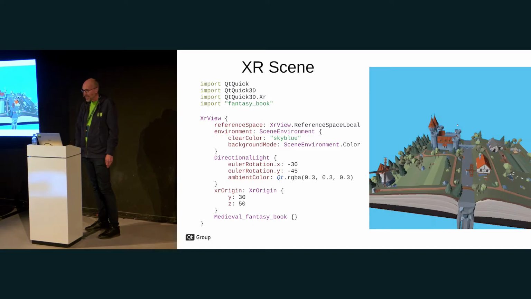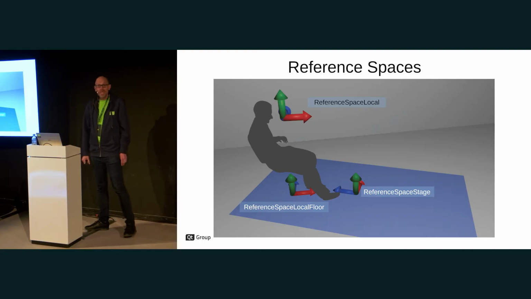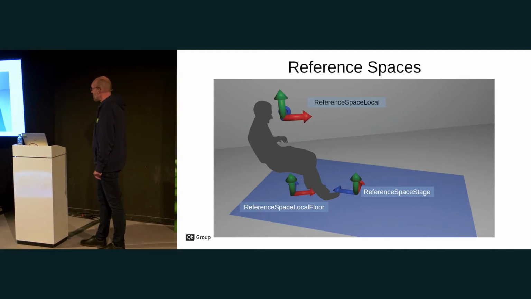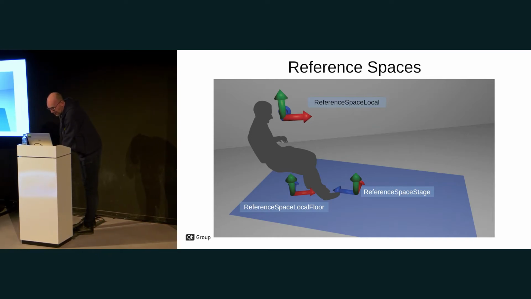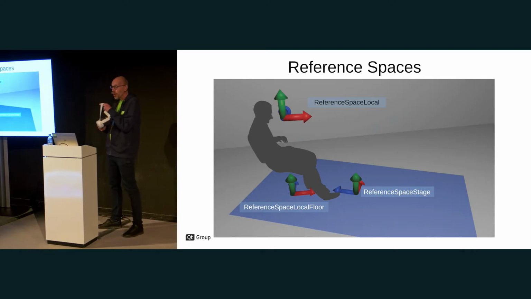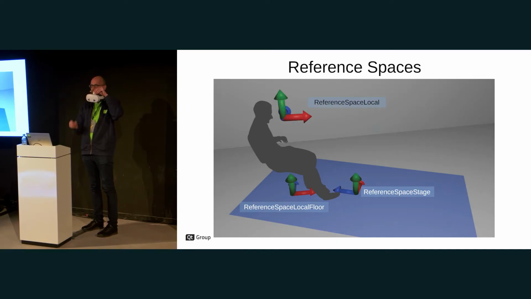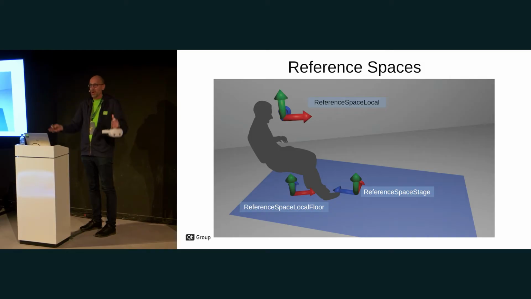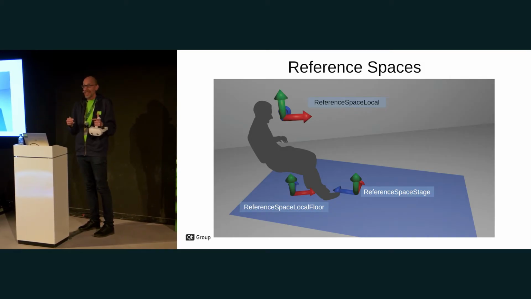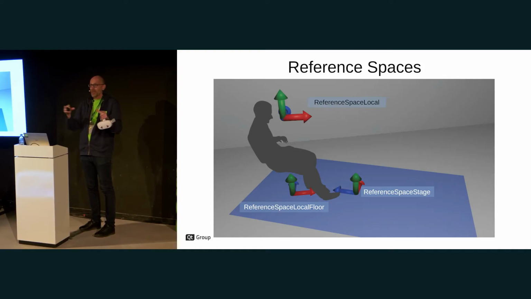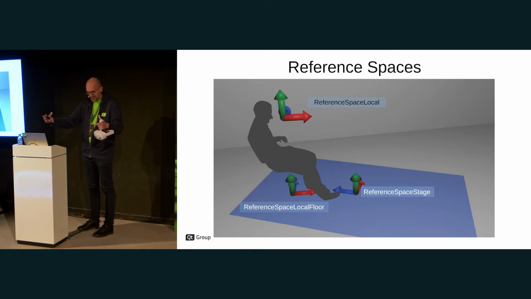I promised you to talk about reference spaces. We have 3 different reference spaces that you can choose between in Quick 3D XR. So, as I said, the local reference space is where the headset was when the user reset their view. This is what I used here because it was just a model floating in space. This is what you would use if you have just a 3D model that's not connected to anything. You just want to show 3D information that the user can look at easily.